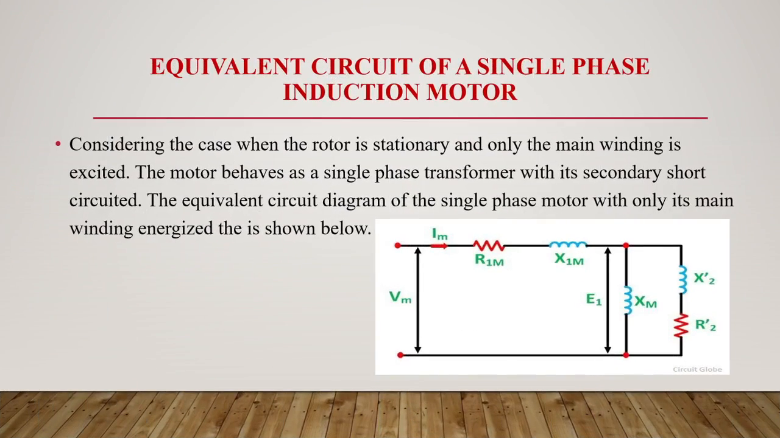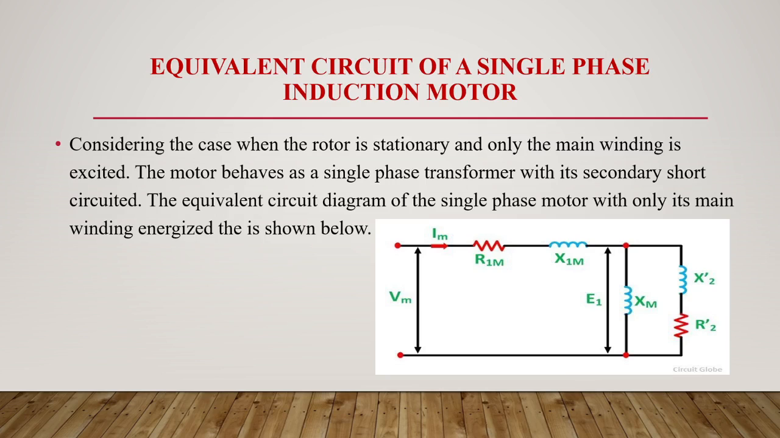Now let us consider a case when the rotor is stationary and only the main winding is excited. Okay, so we are exciting only the main winding. The rotor is stationary, so the motor will behave as a single phase transformer with a secondary short circuited. Okay, because already we have seen the comparison between an induction motor and a transformer. The three phase induction motor we have seen. Single phase also is like a transformer only, having primary and secondary windings. Here we are having stator winding and rotor winding.